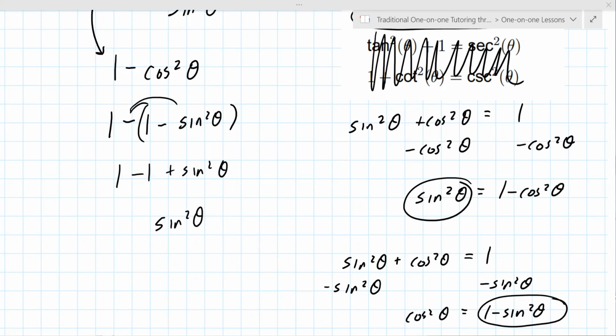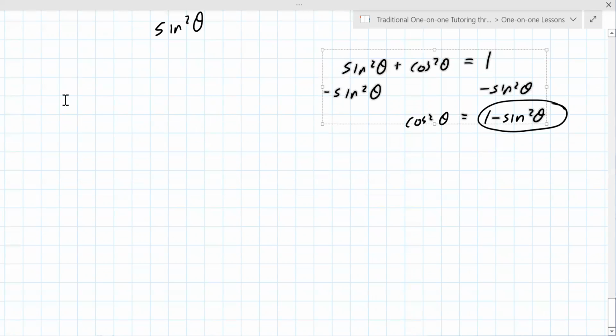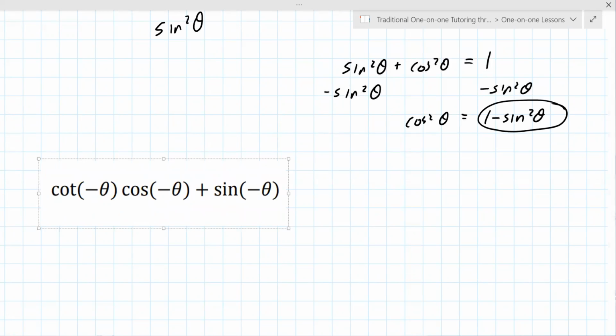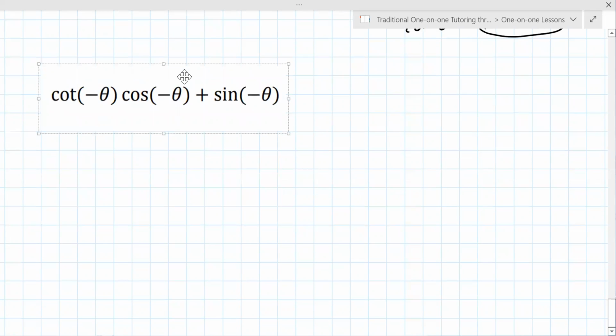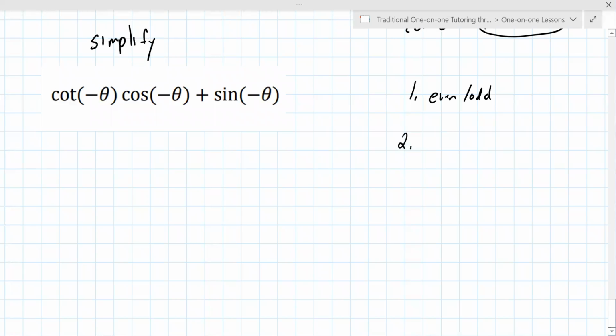Okay, so let's look at another problem. It's a simplify. The instructions just say simplify, but you're doing two things. You're using the even and odd identities, and then you're going to use some identities to simplify this further. If you have access to that reference sheet, could you tell me how to reduce each of these: the cotangent of minus theta, the cosine of minus theta, and the sine of minus theta?